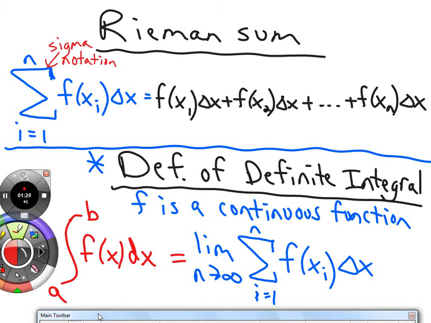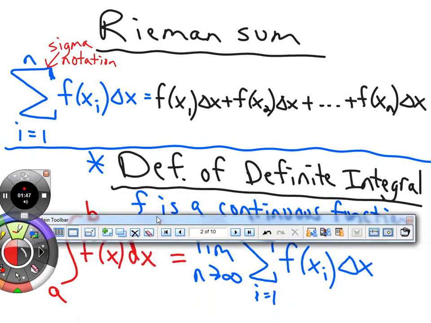So it's keeping track of how much is above the x-axis, how much is below the x-axis, and we'll see a little bit of that in the next few sections. But for right now, I'm going to say that it's the same thing as the net area under the curve. All right, so you'll probably have to pause it there.